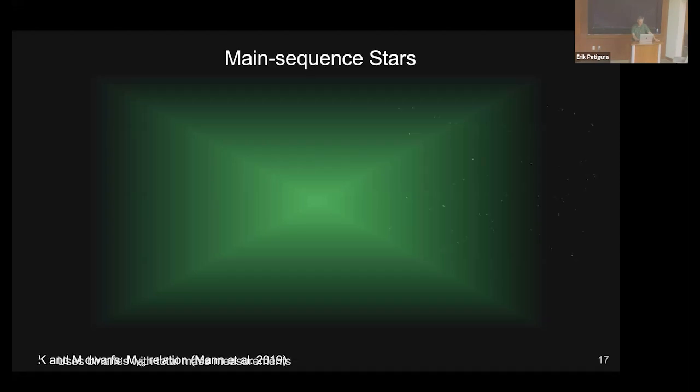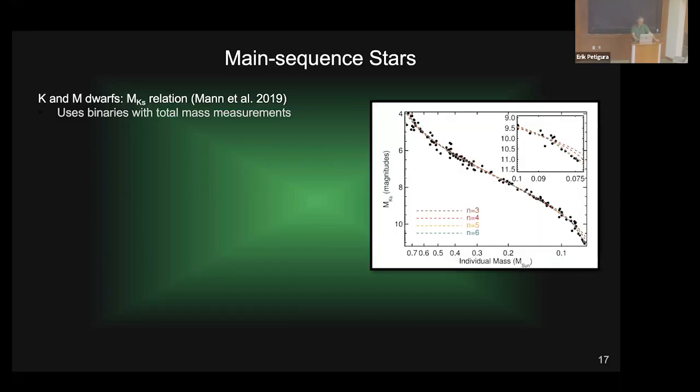Okay, so main sequence stars, how do we actually get the masses for those? So for K and M dwarfs, there's this well-known relation where if you use absolute K magnitude, the relation with mass actually shows less scatter than any of the other absolute magnitudes you can use. And this has been known since the days of Delfosse back in the late 1990s. But we use this relation from Andrew Mann's paper from 2019. They use binaries with total mass measurements, but there's a sine i ambiguity in those. So they did a little bit of Bayesian wizardry here to make this plot. But this is the plot we use for anything that has a KS magnitude in our 20 parsec census.